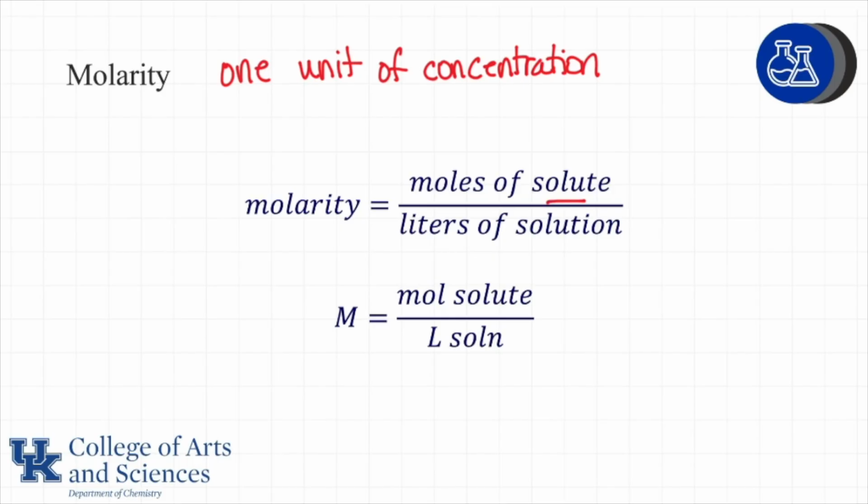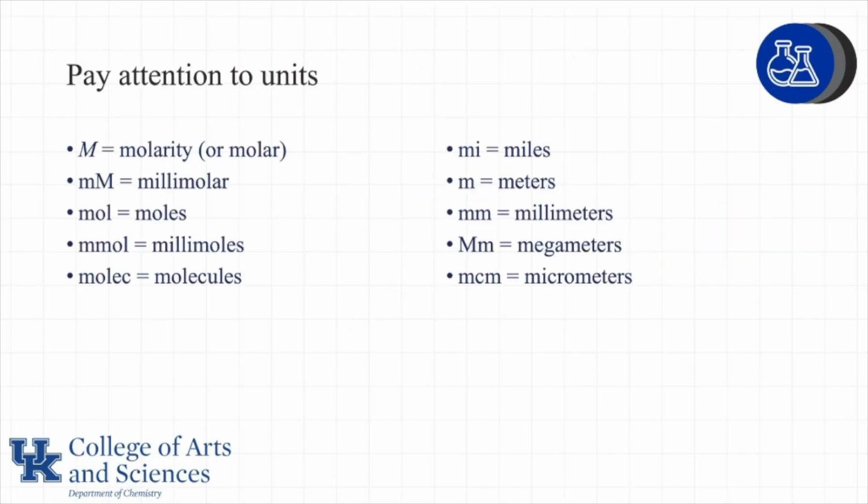Molarity is the moles of solute over the liters of solution and can be abbreviated with a capital M. Notice that this is the solution, not the solvent. Those volumes are not always the same. Make sure you're paying attention to units. We use M quite frequently. For molarity, millimolar, moles, millimoles, molecules, miles, meters, millimeters, megameters, micrometers. It's important to use the correct abbreviation so that when someone else sees that, they know exactly what you're referring to.